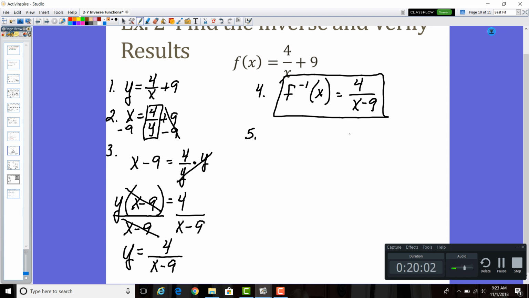To me, this is the most important step. It's what proves you're right. Don't you want to know you're right? I want to know I'm right.